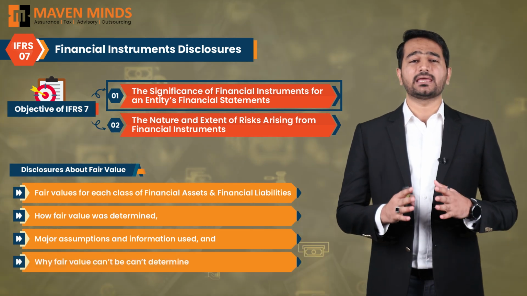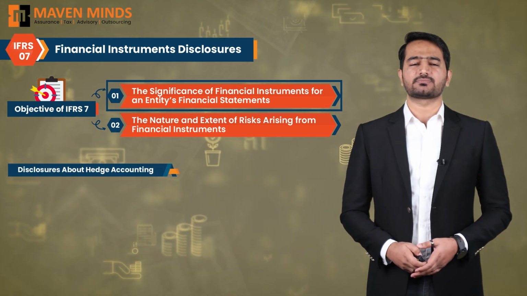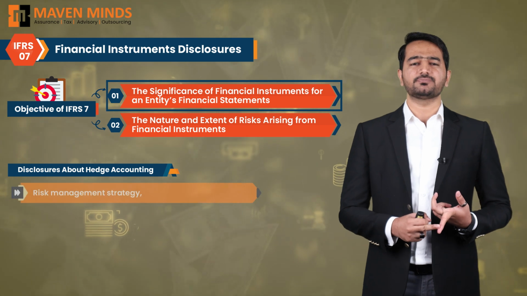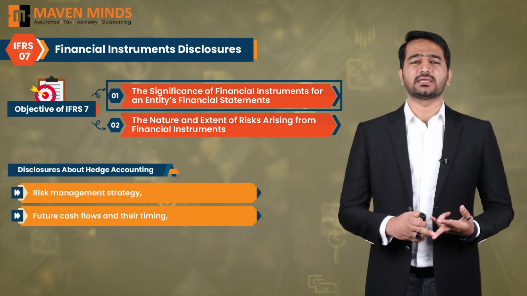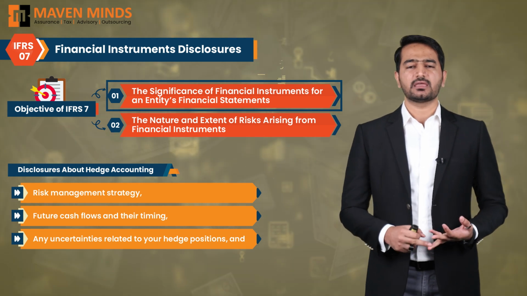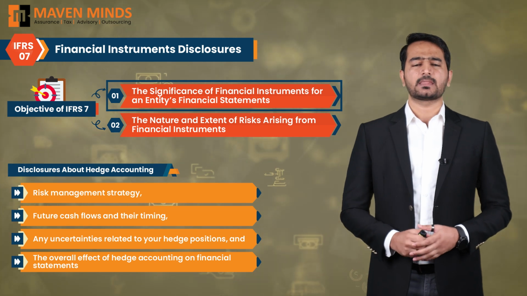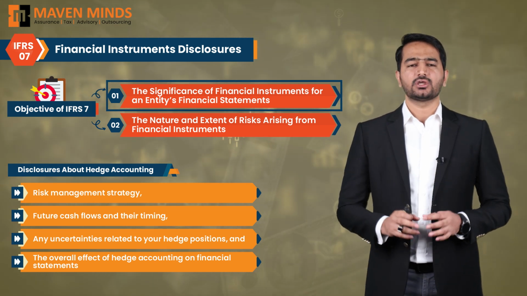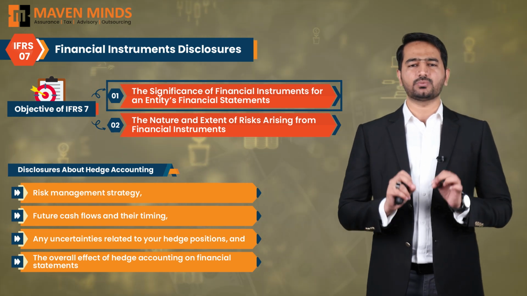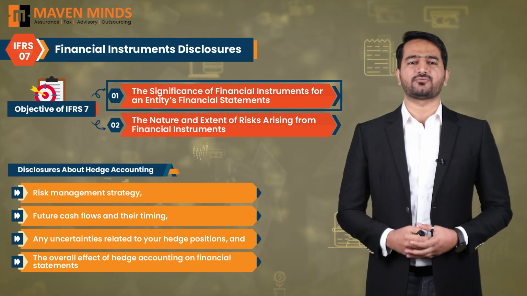Finally, if you apply hedge accounting, there are specific disclosures related to your hedging activities. You will need to provide information about your risk management strategy, future cash flows and their timing, any uncertainties related to your hedge positions, and the overall effect of hedge accounting on your financial statements. By making these disclosures, you are helping users understand how your hedging strategy works and how it impacts your company's risk management and the financial performance.